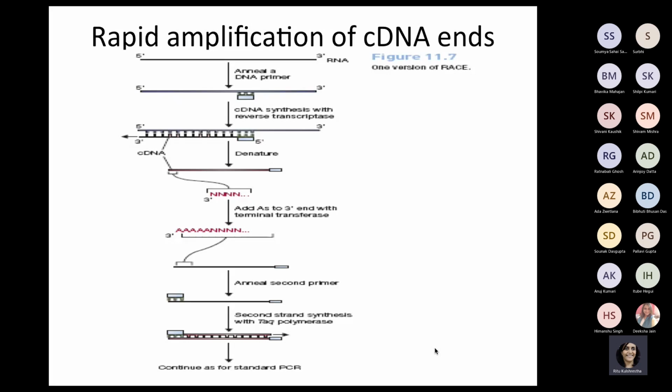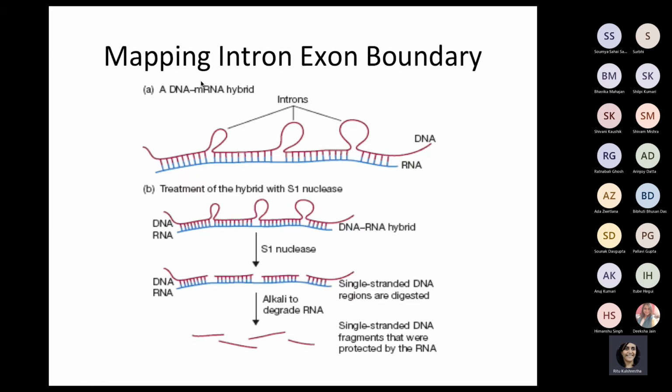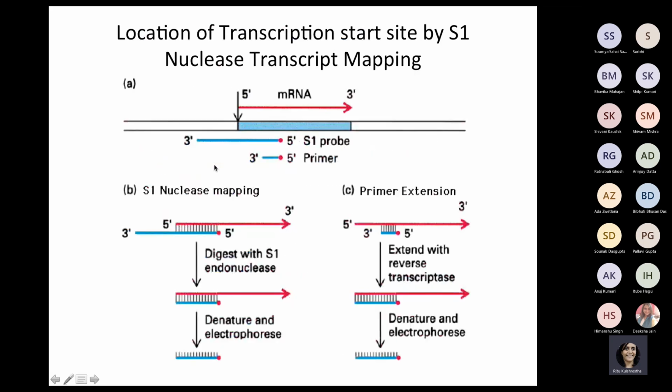So are these techniques clear? Through these techniques, we have characterized the transcript. We could know what the intron-exon boundaries are. At the same time, if I wanted to know the ends of a transcript, I can know simply by designing a probe towards the end and performing S1 nuclease mapping, or designing a labeled primer towards the end, running the final product on a sequencing gel and knowing its sequence.